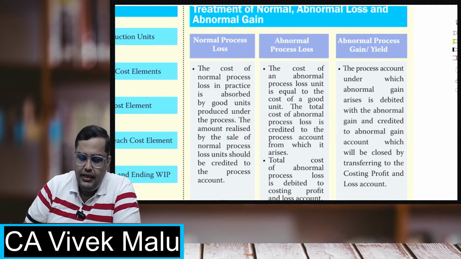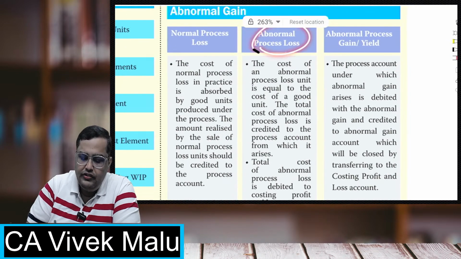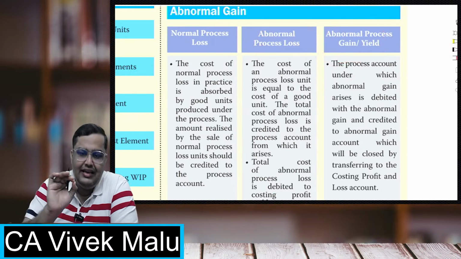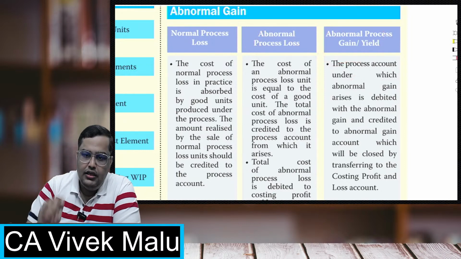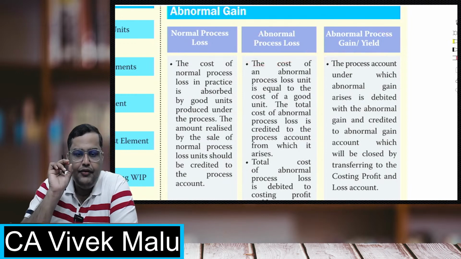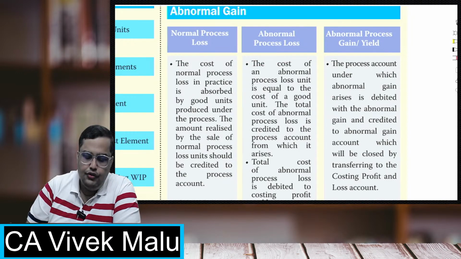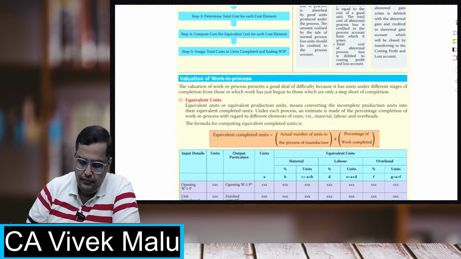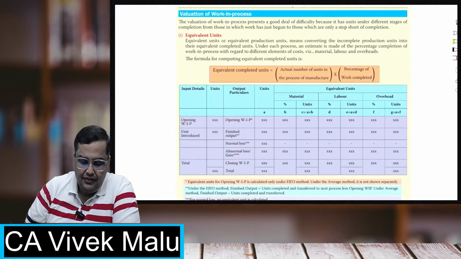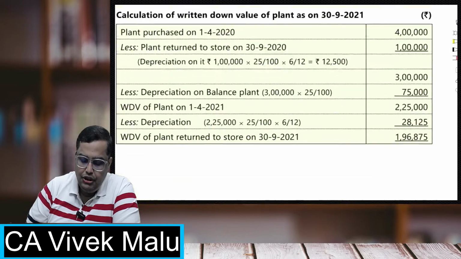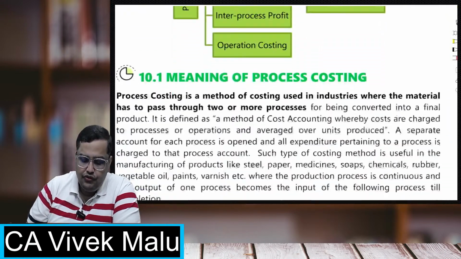But I'll tell you one thing: whenever you are transferring abnormal losses and abnormal gains to the costing P&L, always net it off by scrap value. Always deduct the scrap value of those units and then transfer to the costing P&L account. How this works, I'll tell you afterwards. Then in this chapter, we have the valuation of work in progress and everything. But before proceeding to that, let me show you how exactly this process costing works.